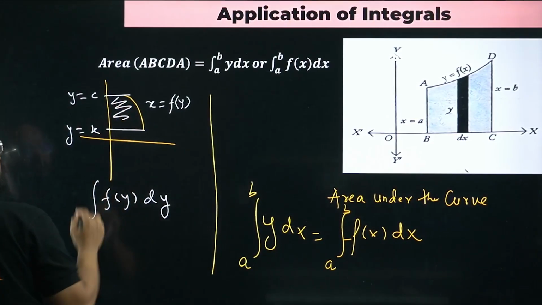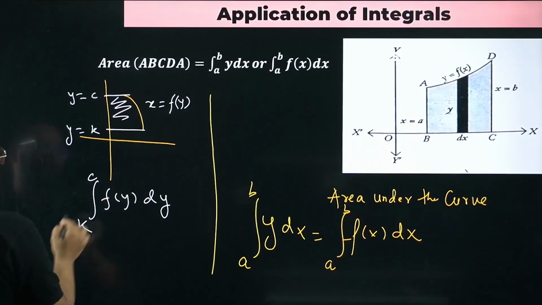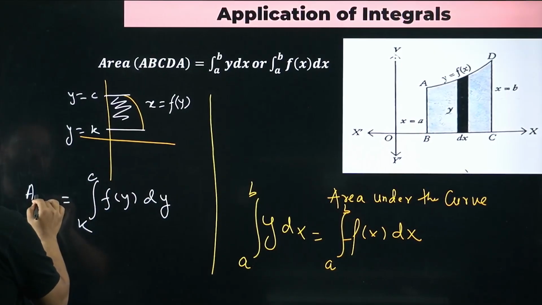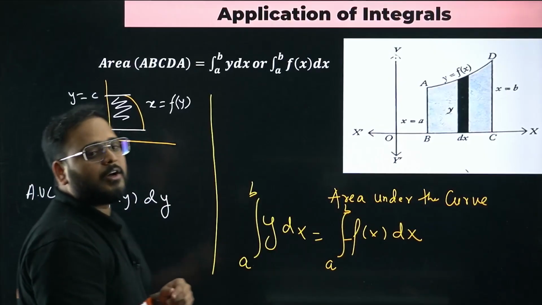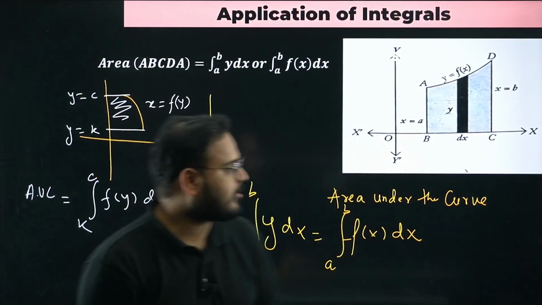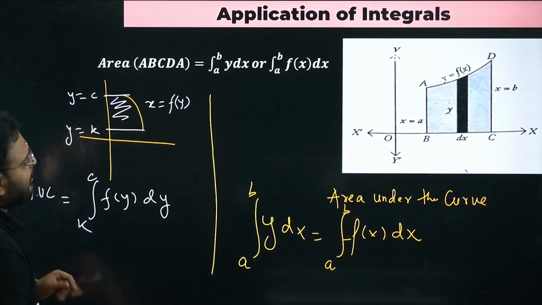Y equals k to y equals c. This is your area under the curve. Area under the curve. Is it okay? Is it all right? So please check. This is how you find the area of these things.